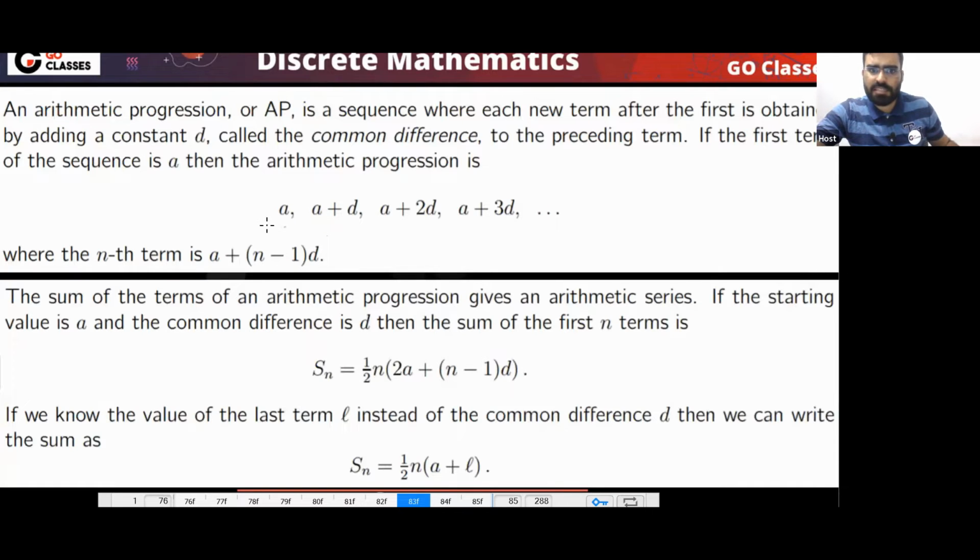Like AP, this is the series AP, arithmetic progression. In the foundation course, we have already seen this. In the arithmetic progression, what we do? Basically there is a common difference.